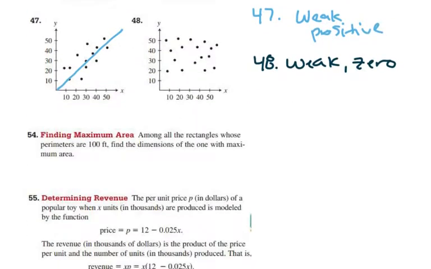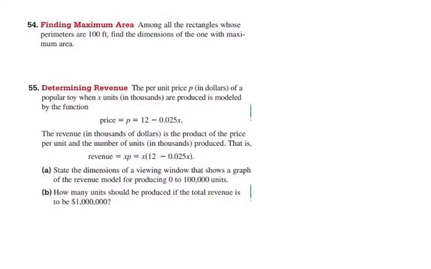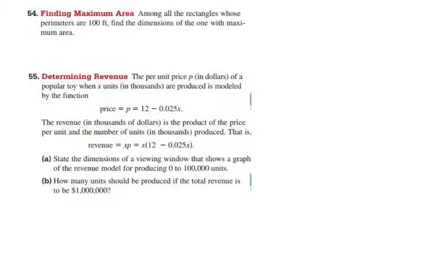Alright, so the next piece is number 54. In number 54 we're talking about all the rectangles whose perimeter is 100 feet, and we need to find the dimensions of the maximum area. So you've got to watch out because it's saying perimeter and area.